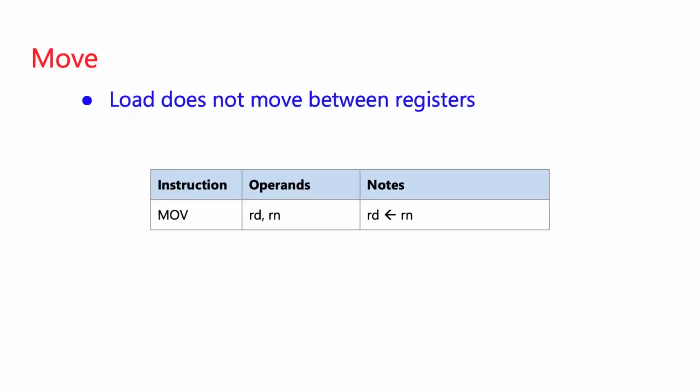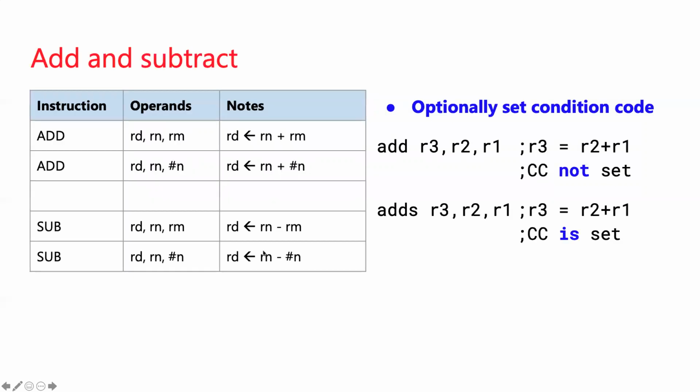Once you get something in a register, you can compute with it and move it around. There's a move instruction, but it's not for going between memory. It's just for moving stuff between registers. So move takes a pair of registers and it really copies from the source register to the destination register. If you want to do math, there are add and subtract instructions. And there are 2 versions of each.